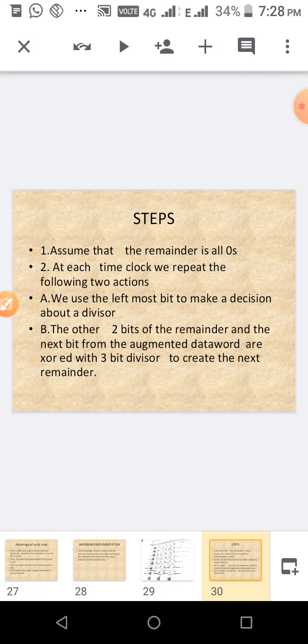That is explained here. So assume that the remainder is all zeros. At each clock time we repeat the following two actions. The leftmost bit is used to make the decision about the divisor. The other two bits of the remainder and the next bit from the augmented data word are XORed with the 3-bit divisor to create the next remainder.